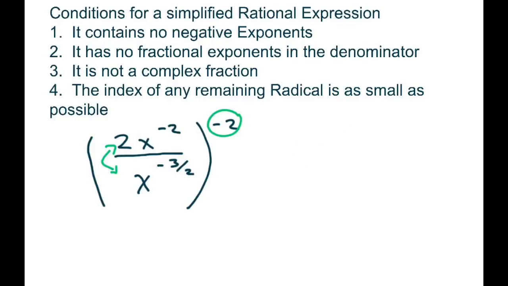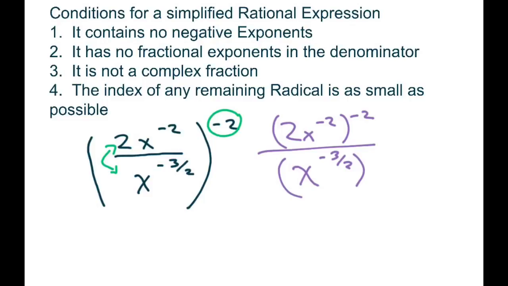What I'm going to do is go ahead and take the numerator, multiply it by negative 2 here, and then the denominator. There's so many ways to do this. So this one would be negative 3/2 to the negative 2. So when you get this, your numerator is going to be 2 to the negative 2 and x to the 4th. And your denominator is simply going to be x to the 6/2.